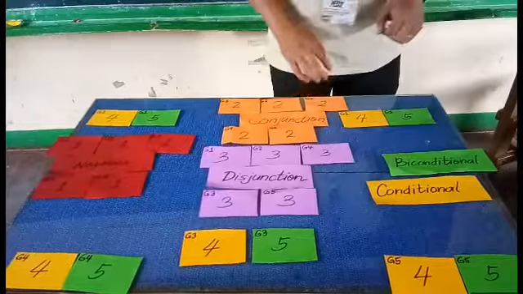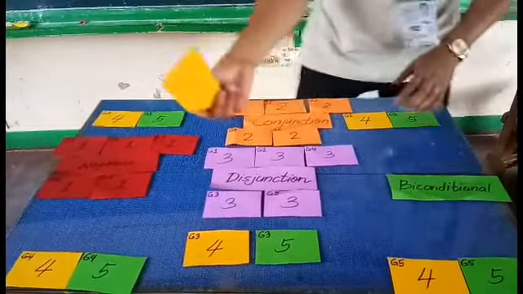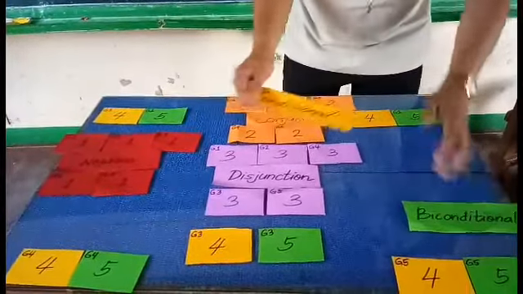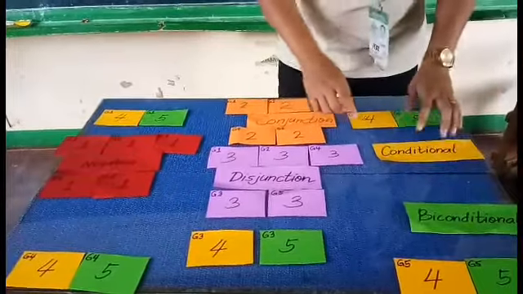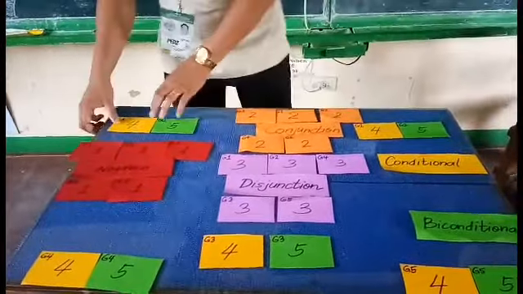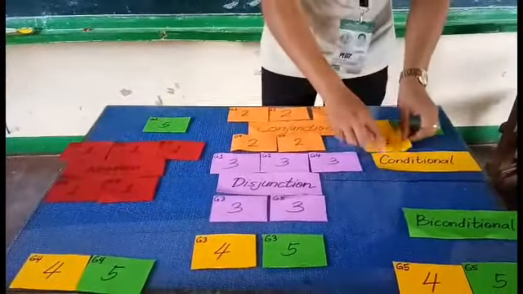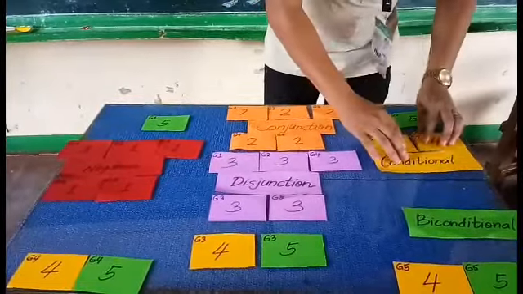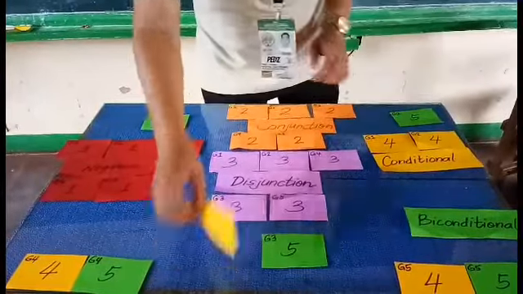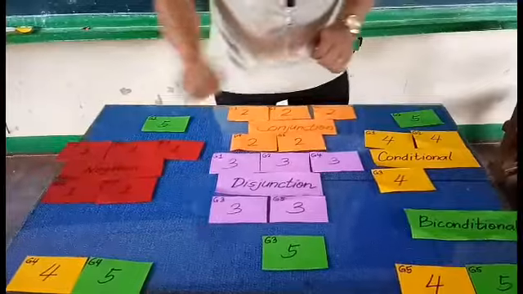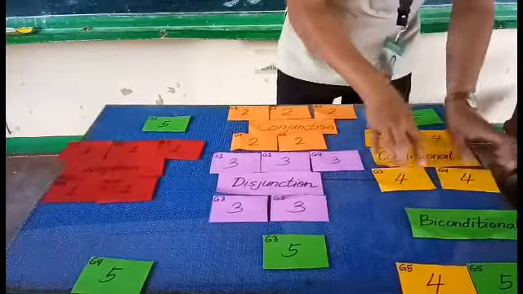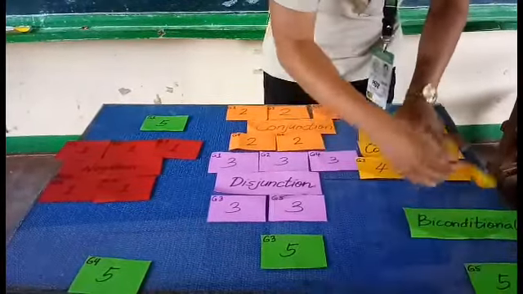Then let's now proceed to conditional. So we have yellow color. The experts of this, of course, are the number 4 students in the respective groups. For group 1, we have number 4 student. Group 2, number 4 student. Group 3, the number 4 student. And group 4, the number 4 student. And group 5, the number 4 student.